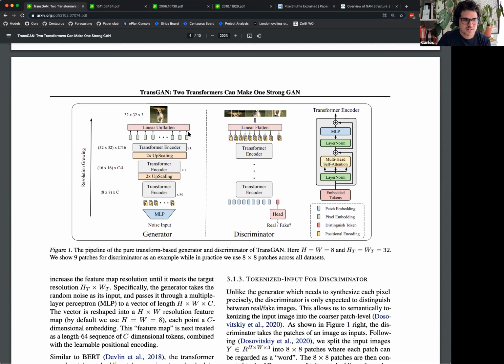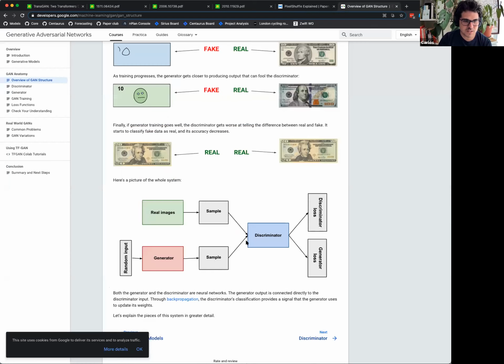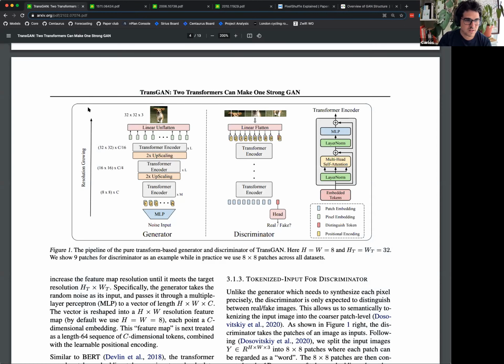Okay. So what happens at the end is that you get your generated image. Of course they put a dog here, but this image at the beginning is going to be completely random, and then the generator is going to get better. So this is going to be this output, right? The output of the generator.